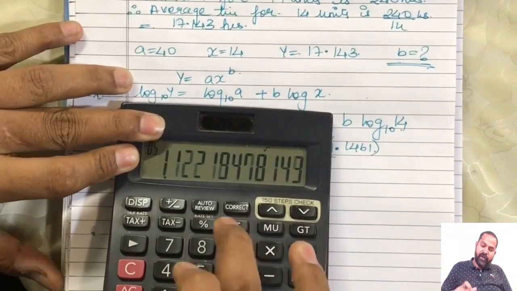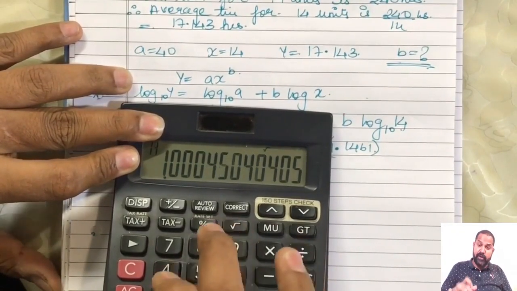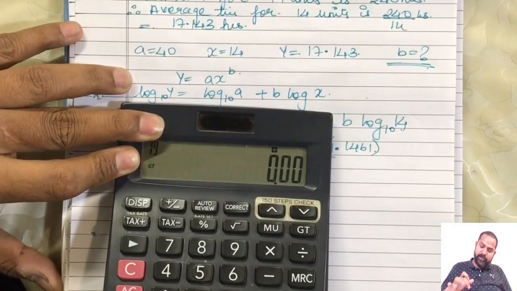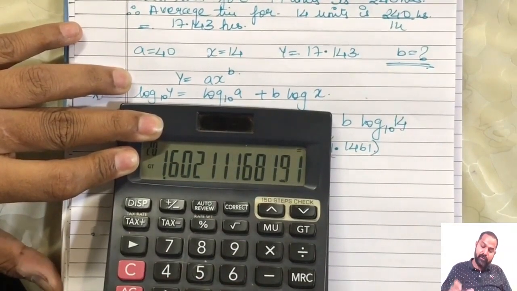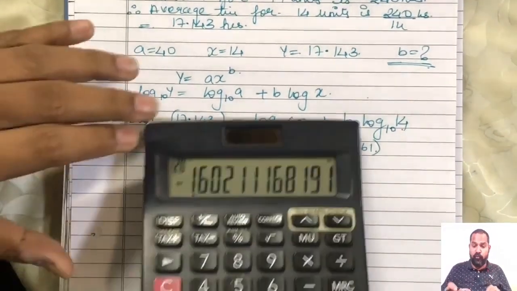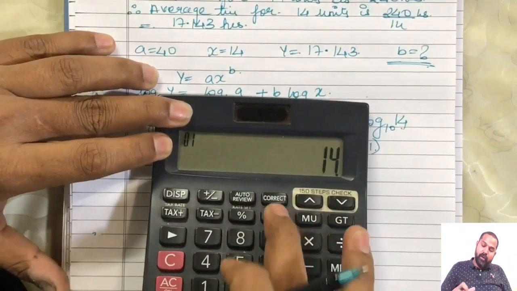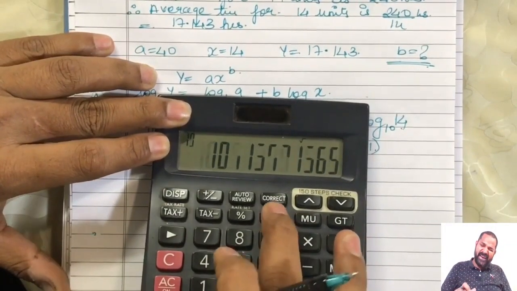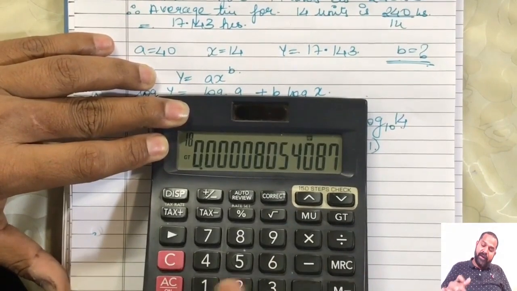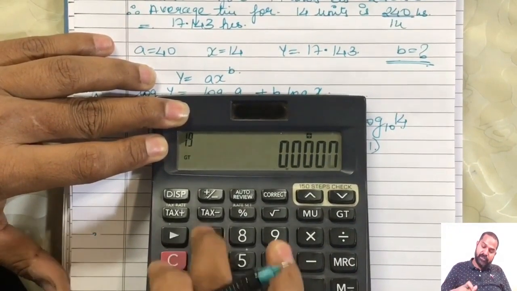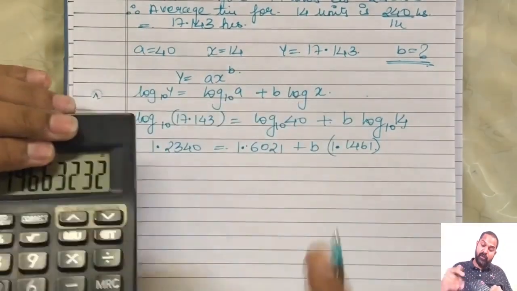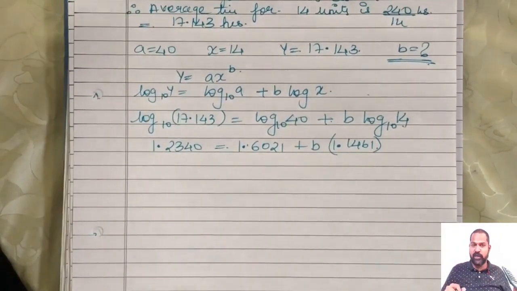Log of 40: 15 root signs, minus 1, divided by 0.000070271. 1.6021, perfect. And log of 14: 15 root signs, minus 1, divided by 0.000070271. 1.1461. So everything works perfect.